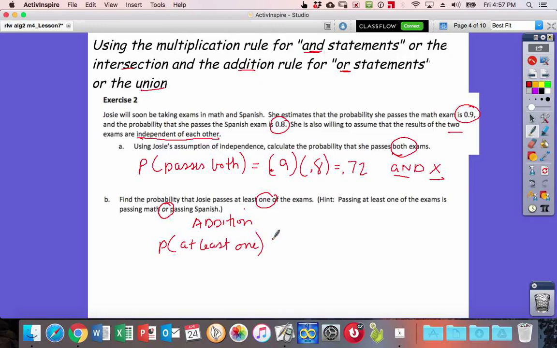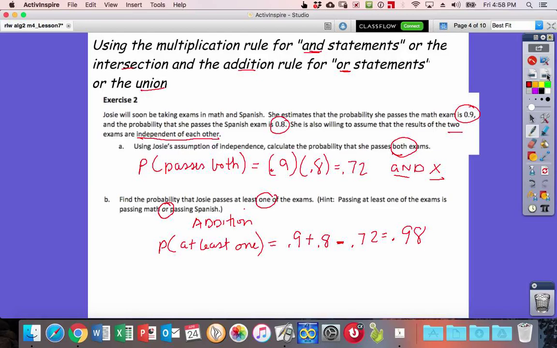You're going to take the probability that she passes math plus the probability that she passes Spanish, and you're going to subtract off the intersection, which you found up here. That's a 0.72, and you're going to get a 0.98. Do you see how you can combine the and the multiplication, but you got to get it straight on which one's used? When do you use and multiplication, or you're going to use the addition?